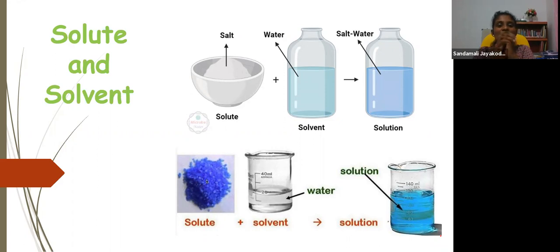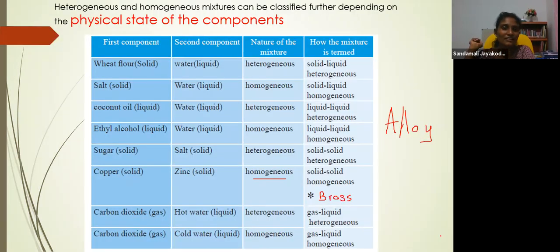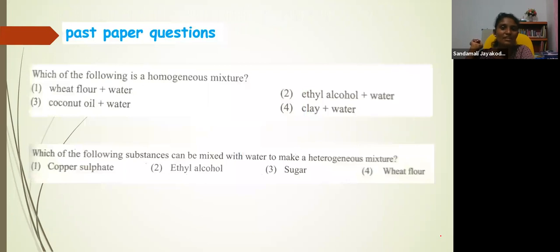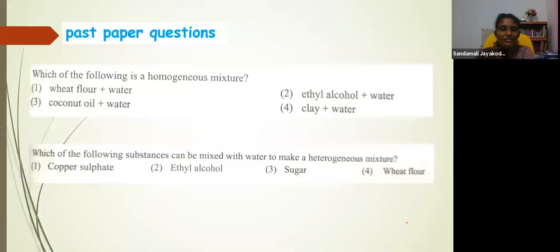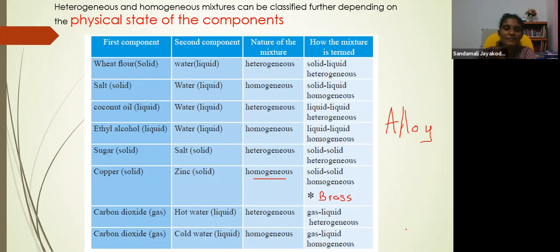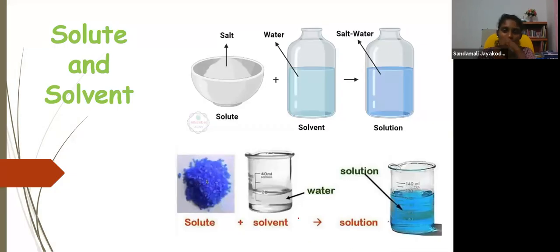And then we are moving to a new part. We are going to talk about solutions. Up to here, we talked about the classification of mixtures. We classified mixtures in different ways: homogeneous, heterogeneous, and then depending on the physical state, we give different terms to those mixtures. Today we are not talking about all mixtures, only solutions in the middle of this lesson. So now we are moving to that part.